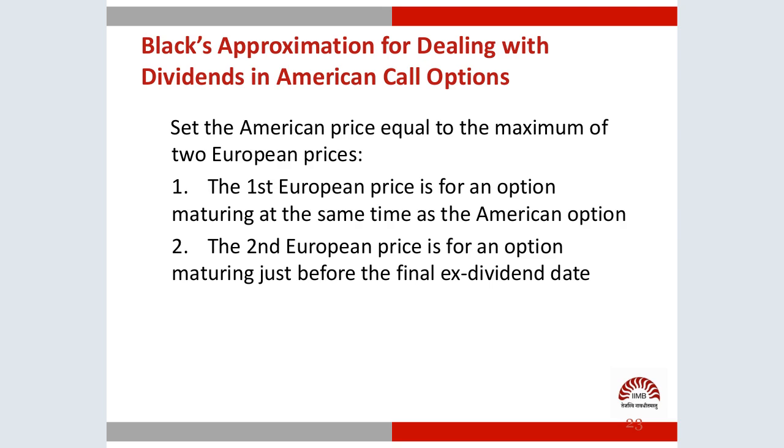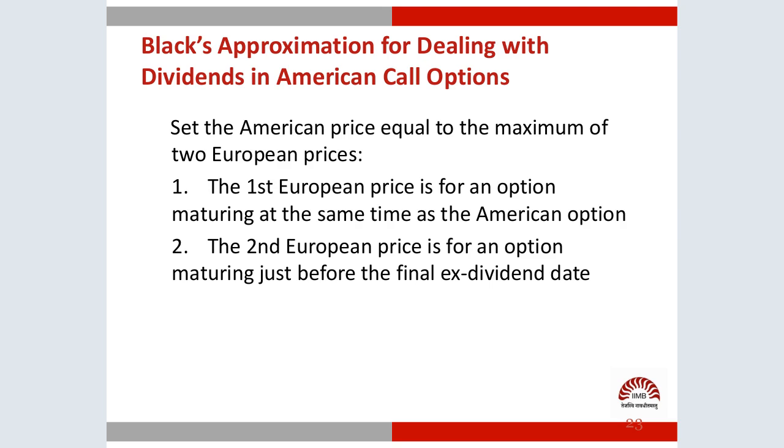The first is a European option maturing at the same point in time as the American option, and therefore the early exercise is not really accounted for. And the second is a European option that matures just before the dividend payment date.